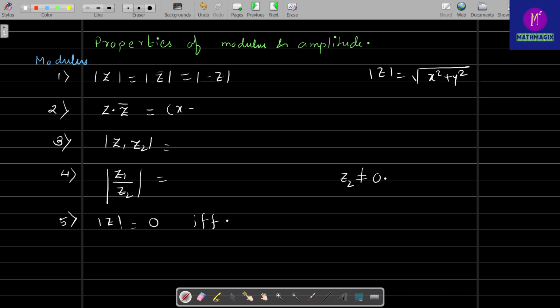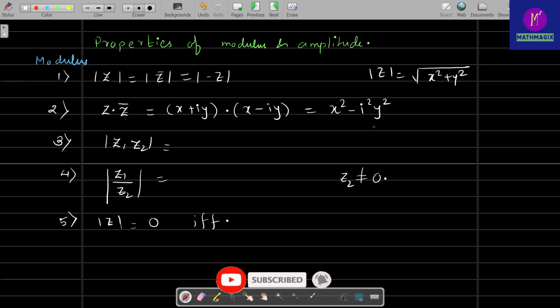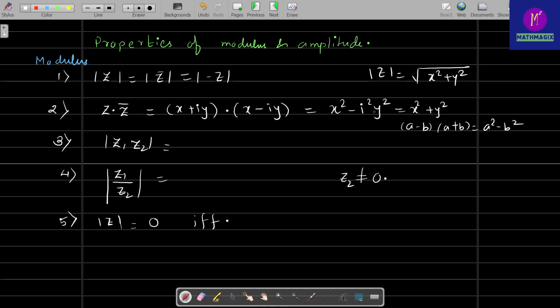Z into z bar: suppose z is x plus iy, and z bar, which is the conjugate of z, will be x minus iy. The value of x plus iy into x minus iy is nothing but x square minus i square y square. I'm using here the formula a minus b into a plus b is nothing but a square minus b square. So the value of this is x square plus y square, because we know that i square is nothing but minus 1. This is clearly modulus of z square, as we know that mod z is square root of x square plus y square. If we take a square of modulus, we will get x square plus y square.